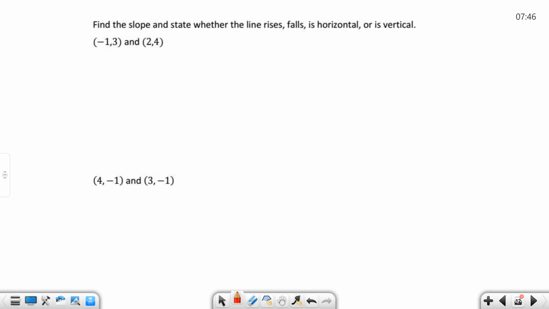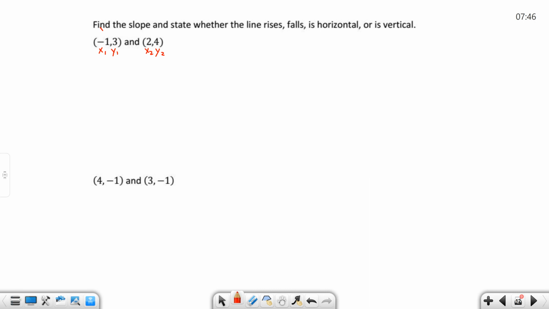So here, (-1, 3) and (2, 4). Find the slope. And then after we find it, if it's a positive slope, we're going to say, hey, the line rises. If it's a negative slope, hey, the line falls. If the slope is 0, we're going to say, hey, it's horizontal. And if it's undefined slope, we're going to say, hey, it's vertical. So here, I'm going to call this x1, y1, and x2, y2.